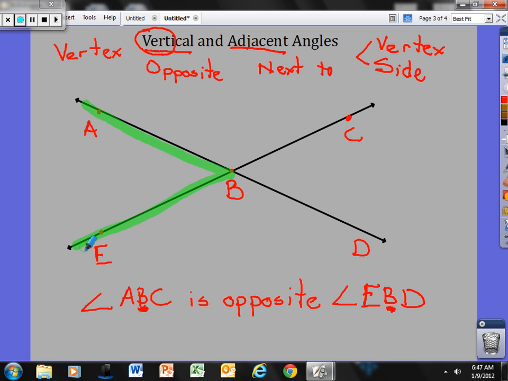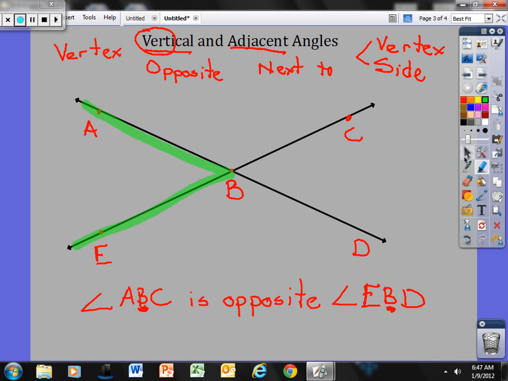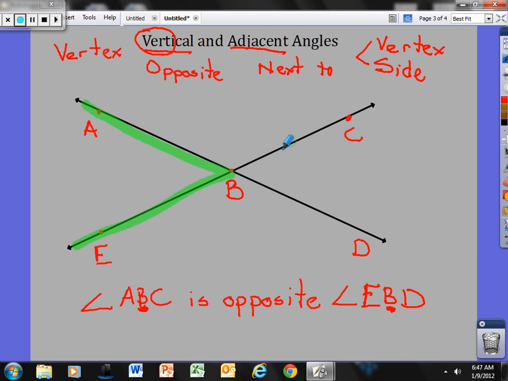Or E, sorry, angle ABE. Now we notice about angle ABE, its vertical angle would be CBD, from the left to the right. Now with my adjacent angle, I need to find an angle that shares both the same side and the same vertex. Well, I actually have two choices here.